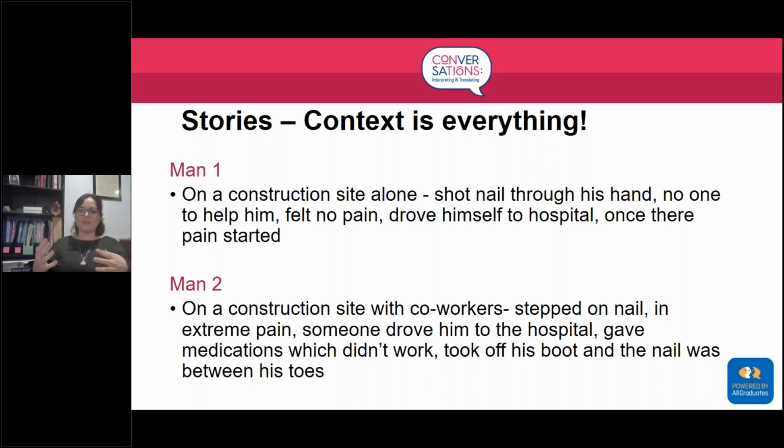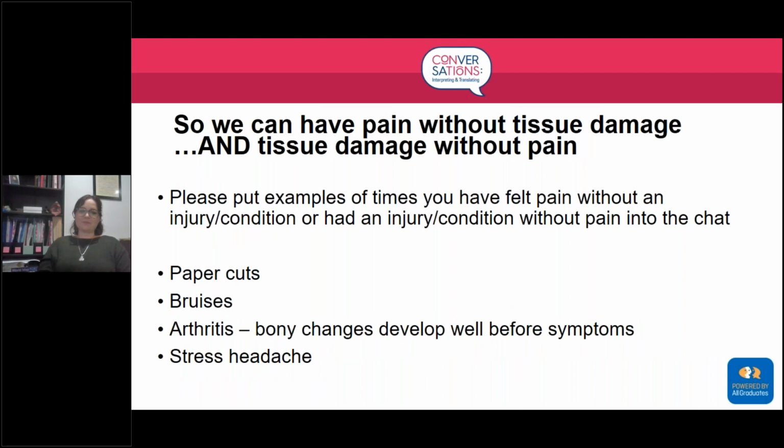And I'm sure lots of you, like we've heard lots of stories about similar circumstances where people have done amazing things, or you just think, how are they doing that with a broken leg, with an injured arm, whatever it may be. So we can have pain without tissue damage and tissue damage without pain. So if you've got any examples here that you'd like to share, or that you're starting to think of as you're listening to this, oh, that's really interesting.